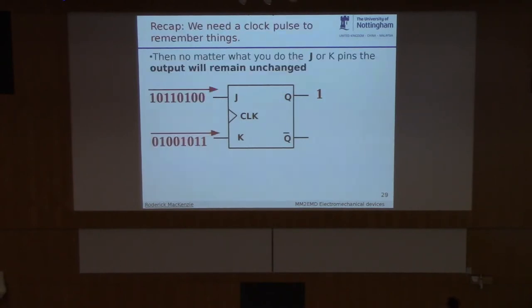Then whatever you do to the input of this JK flip-flop, it will not do anything at all, because it's busy remembering this one. This circuit is remembering this one, so it's showing you a one on the output.